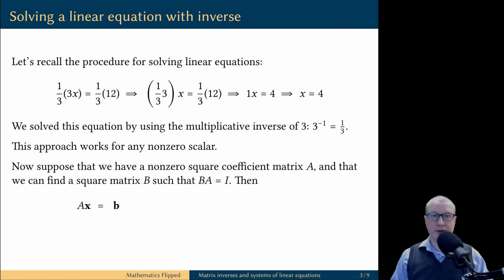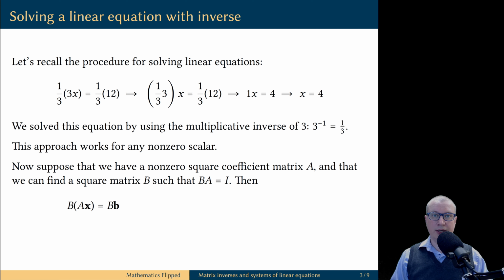We start with a linear system in vector form. The left-hand side is a matrix vector product when we multiply the coefficient matrix A by the vector of unknowns x, and we set it equal to the vector of constants b. To solve this linear system, we multiply both sides of this equation by the matrix B. Notice, we multiply both sides on the left by the matrix B.